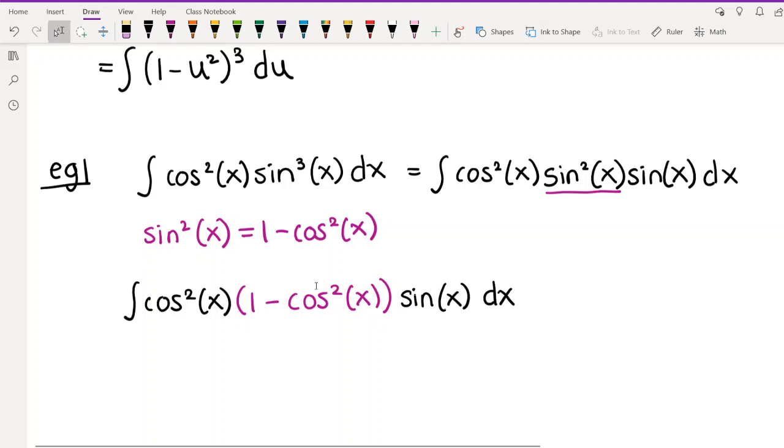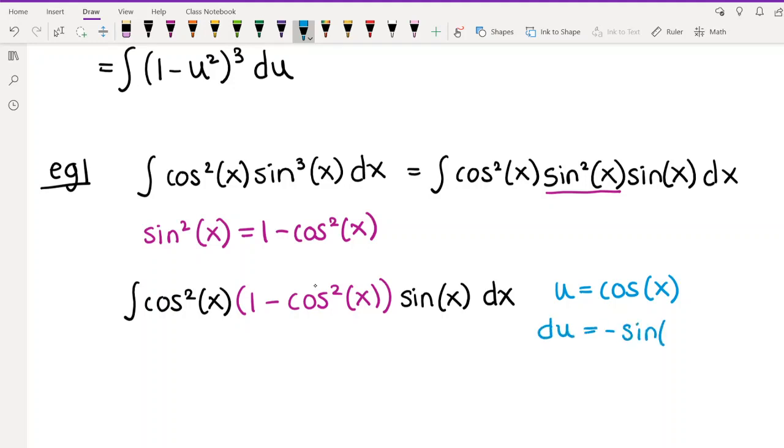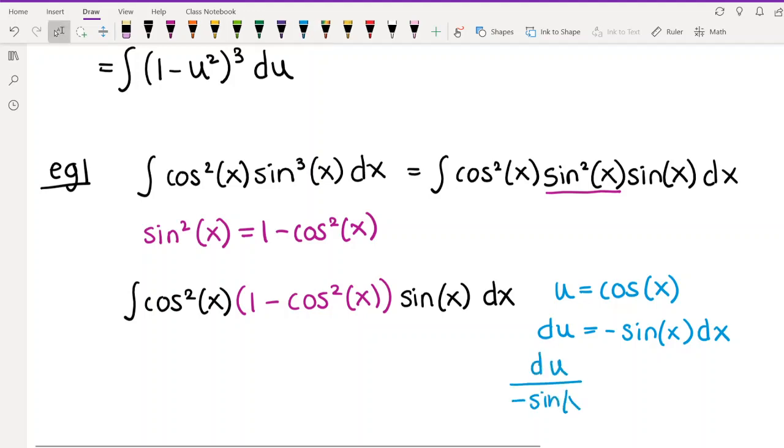In this case, because everything's in terms of cosine and we have this extra factor of sine we want to get rid of, we use the substitution u is equal to cosine of x. There's just one thing that goes differently, because the derivative of cosine is actually negative sine. So du is equal to negative sine of x dx. We're basically just going to have an extra negative sign floating around. If we divide both sides by negative sine of x, that tells us what our dx is.